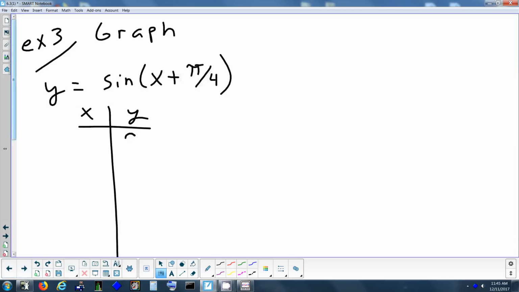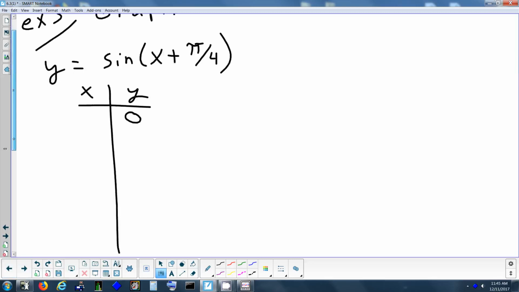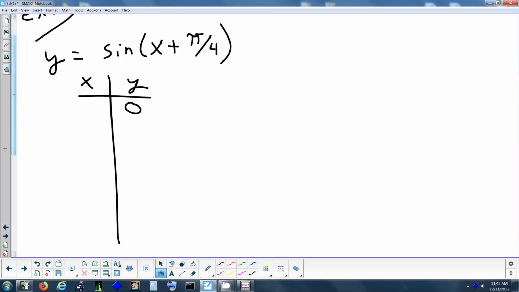So we've got 0. Can people remind me, what are the other y's for sine? 1, 0, -1, 0. Okay, 5 points for your y's. Now the x's. What are my original x's for sine? 0, pi over 2, pi, 3 pi over 2, 2 pi. Hopefully by the end of the week you'll have written that so many times you just know it.